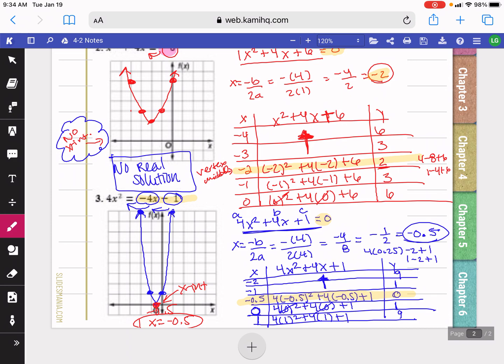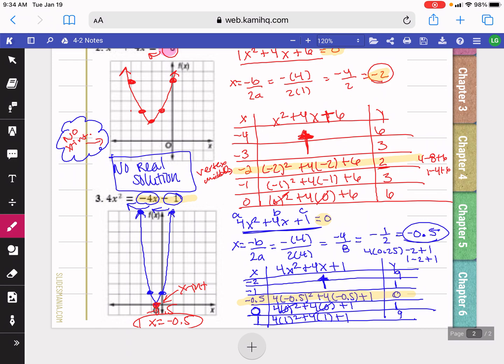So just to summarize the steps, make sure your equation equals 0. Use the formula x equals negative b over 2a to find the x from the vertex. Once you got that, make a table of 5 values. Put that x in the middle because it's your vertex. Your vertex is the middle of the parabola.